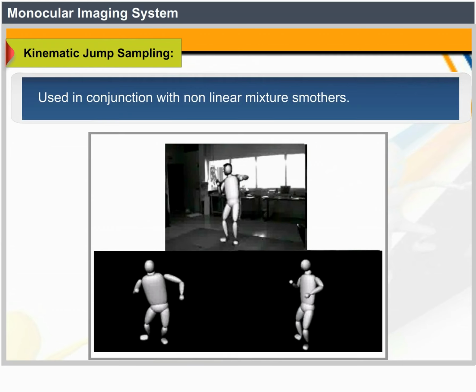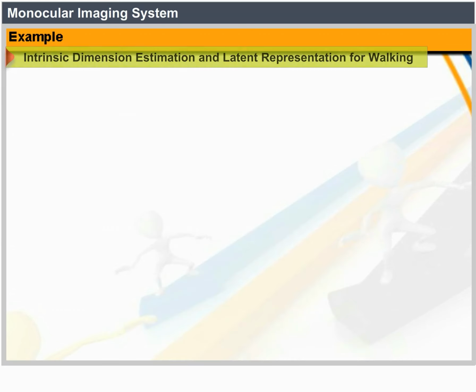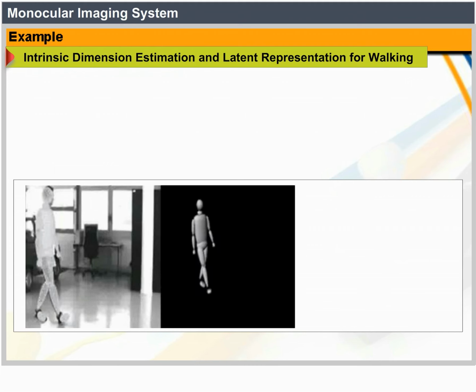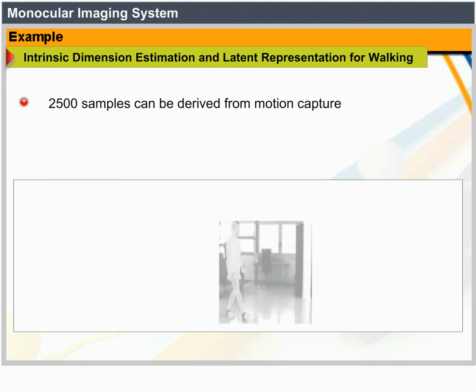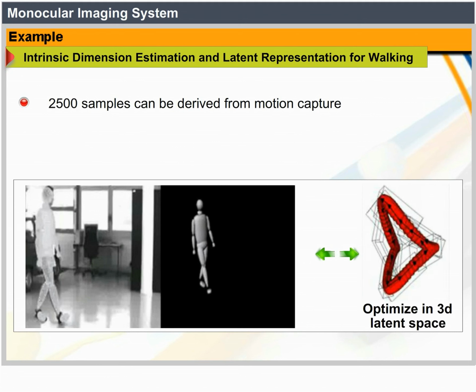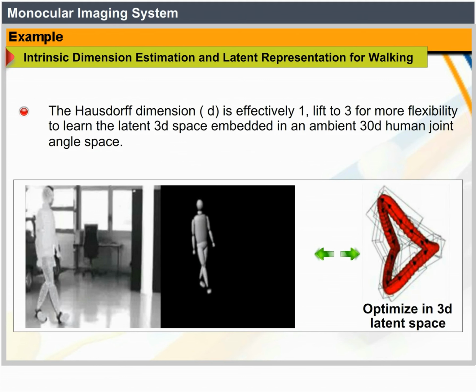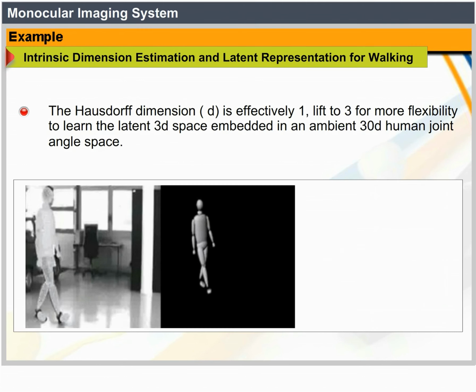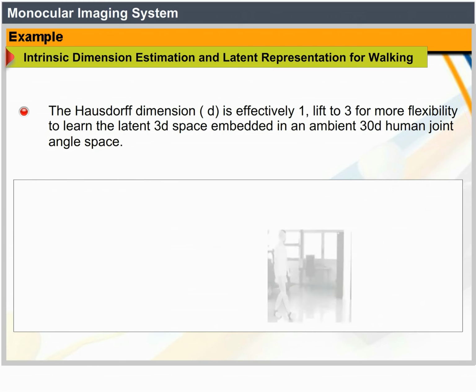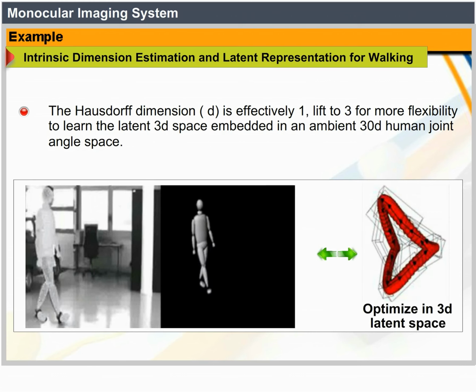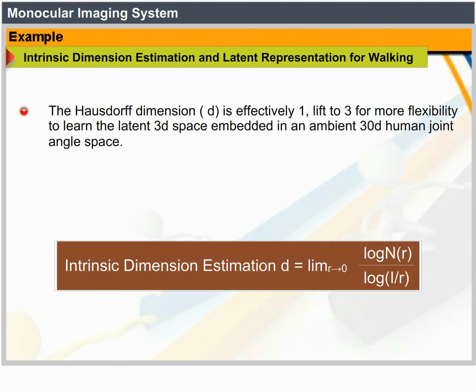Example: intrinsic dimension estimation and latent representation for walking. 2,500 samples from motion capture. The Hausdorff dimension D is effectively 1; lift to 3 for more flexibility, to learn the latent 3D space embedded in an ambient 30D human joint angle space. The intrinsic dimension estimation equation is shown on the screen.